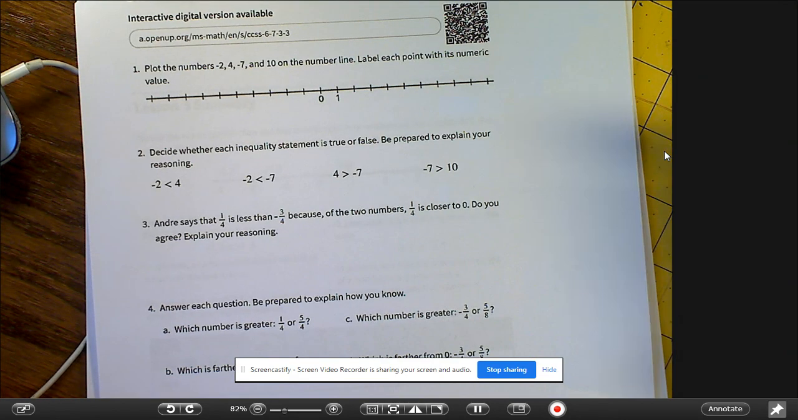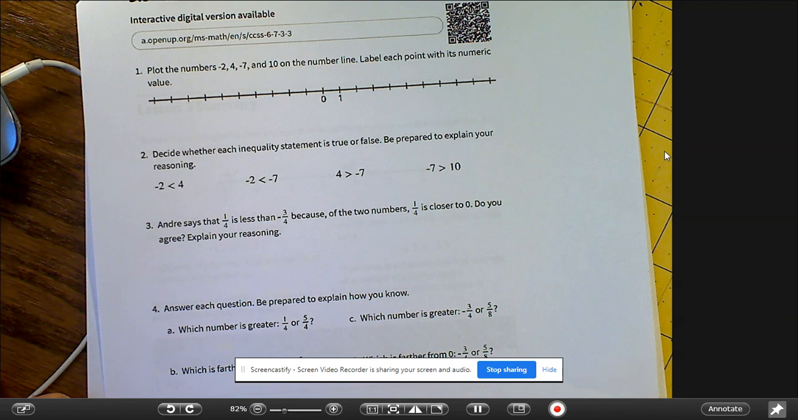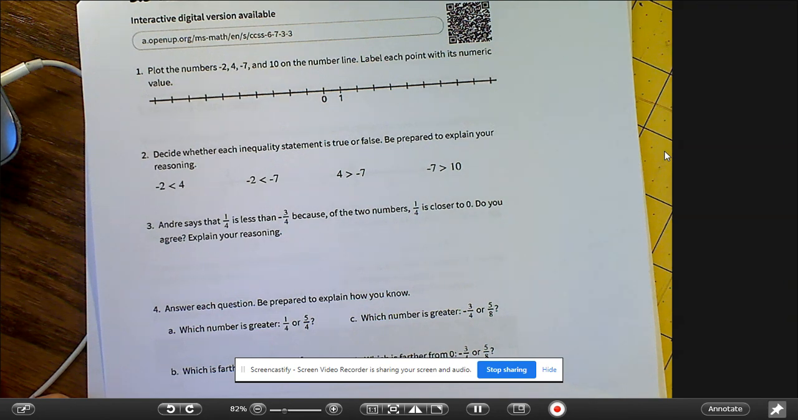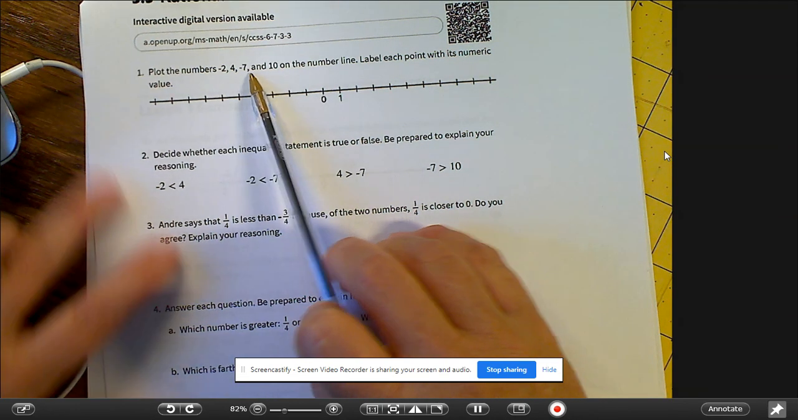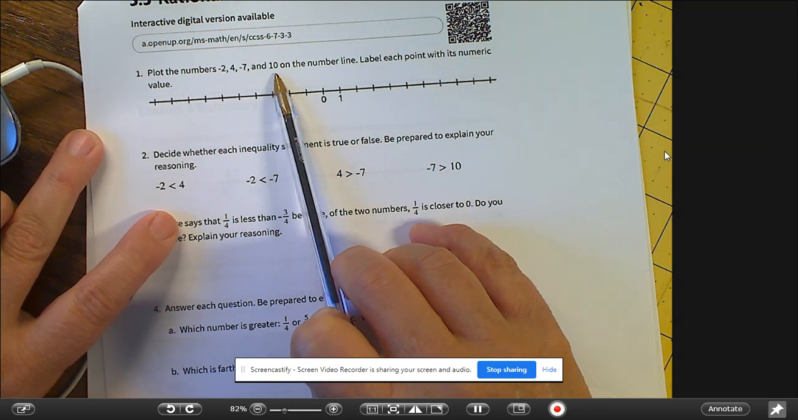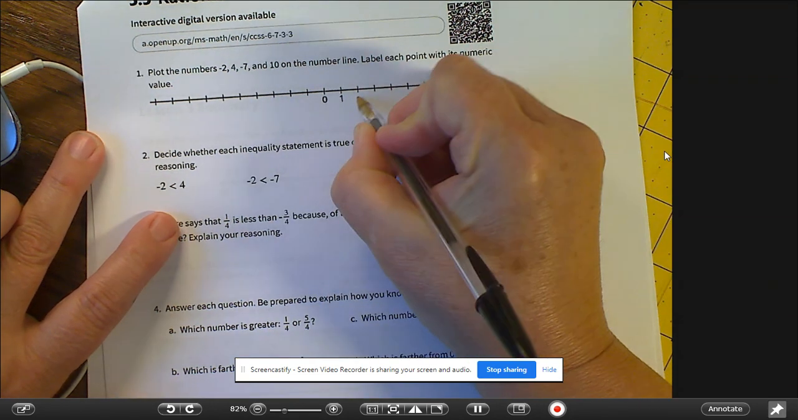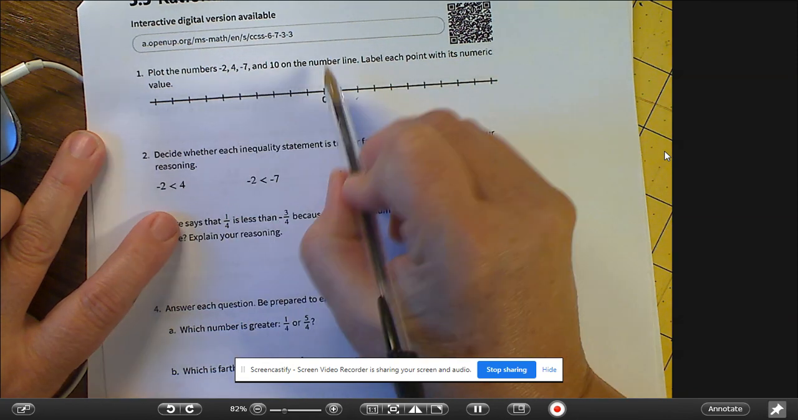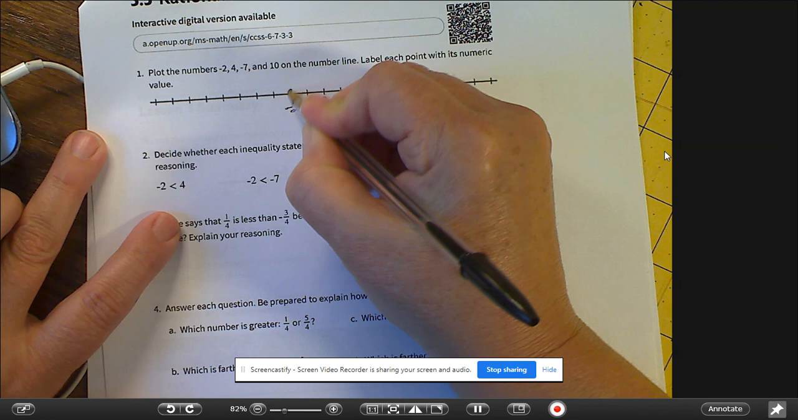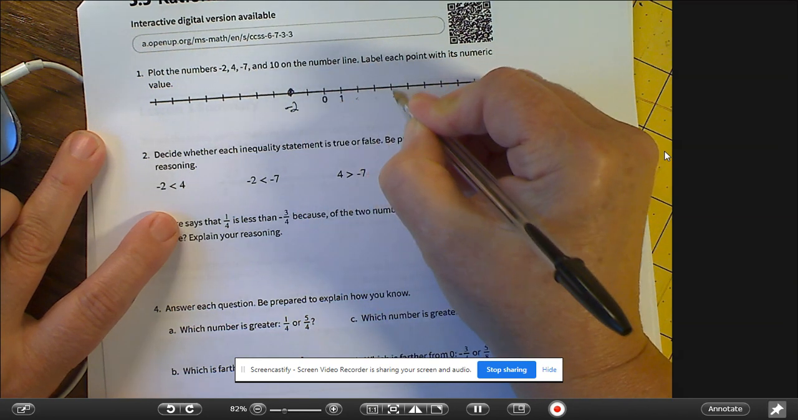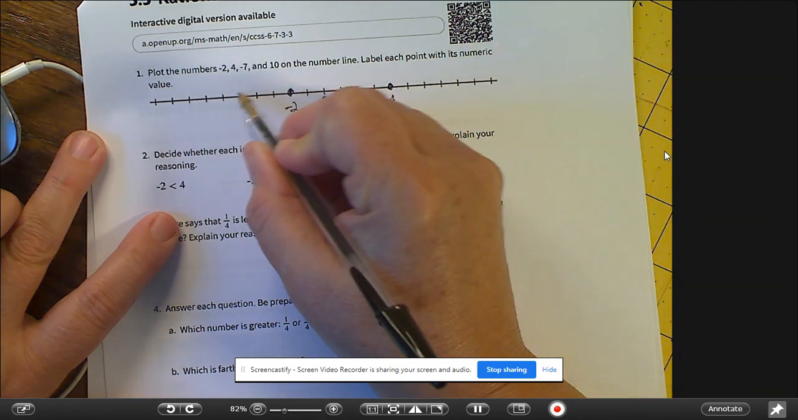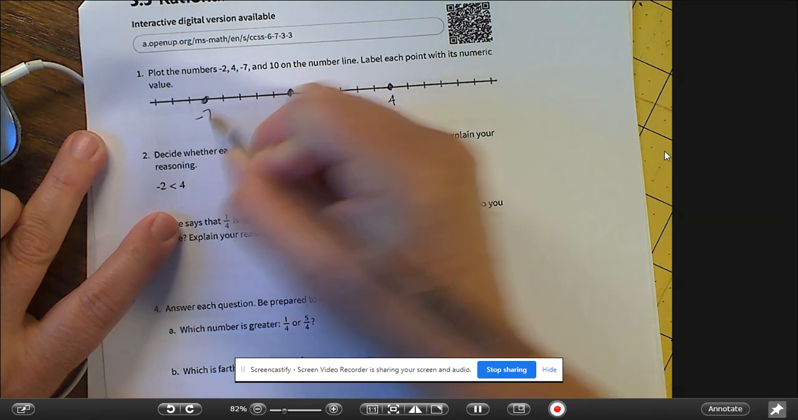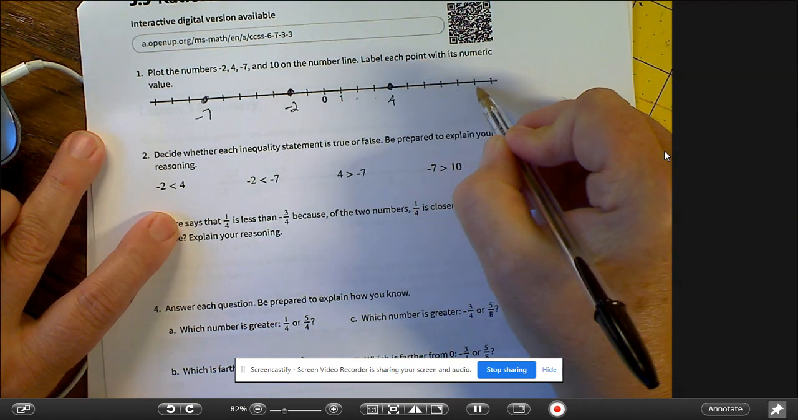All right, let's go to 3.3. The Are You Ready for More is in Seesaw. Okay, so it says plot the numbers negative 2, 4, negative 7, and 10 on the number line. Label each point with its numeric value. So we're going to put negative 2 here. And a positive 4 is going to be here. Negative 7 is 2, 3, 4, 5, 6, 7. Negative 7. And a positive 10 is here.